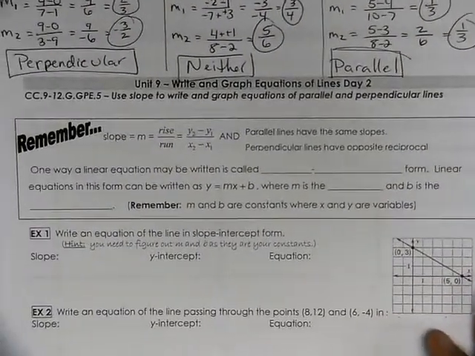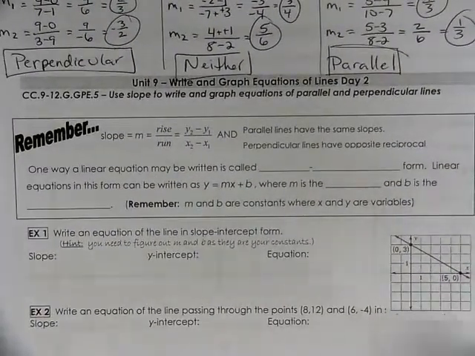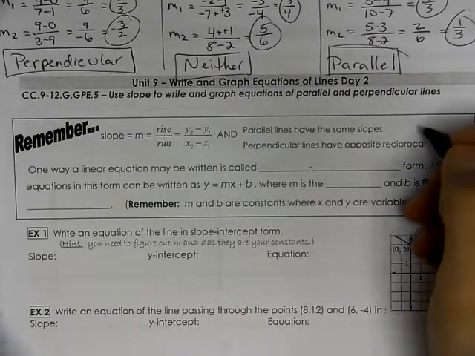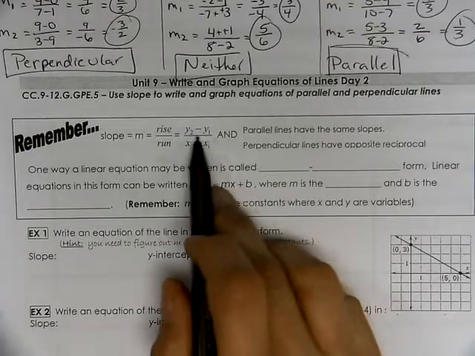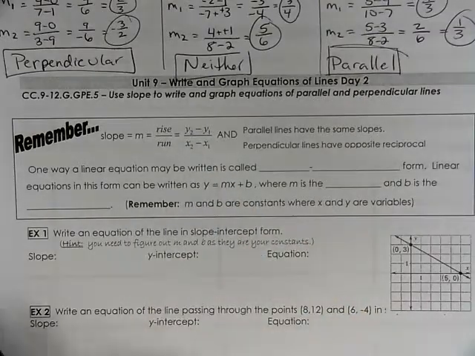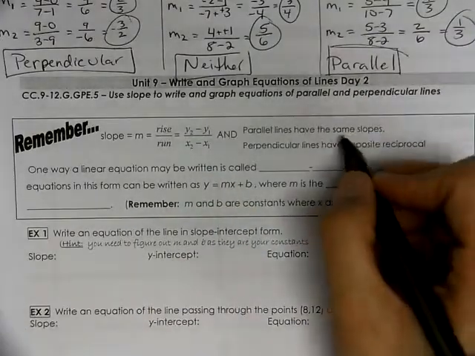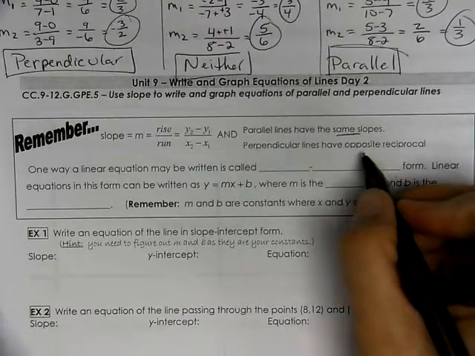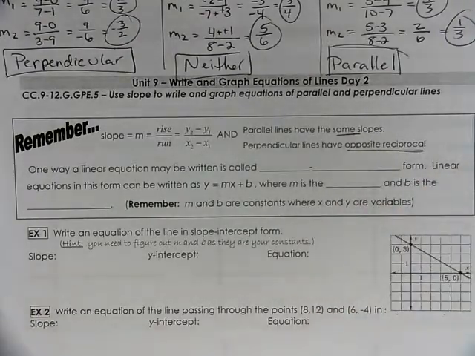Alright, so today is another review from Algebra 1. We're going to write equations of lines. Yesterday we did slope, and today we're going to add to it. Remember from yesterday, rise over run, or y2 minus y1 over x2 minus x1. Parallel lines have the same slopes. Perpendicular lines have opposite reciprocal slopes. Okay.